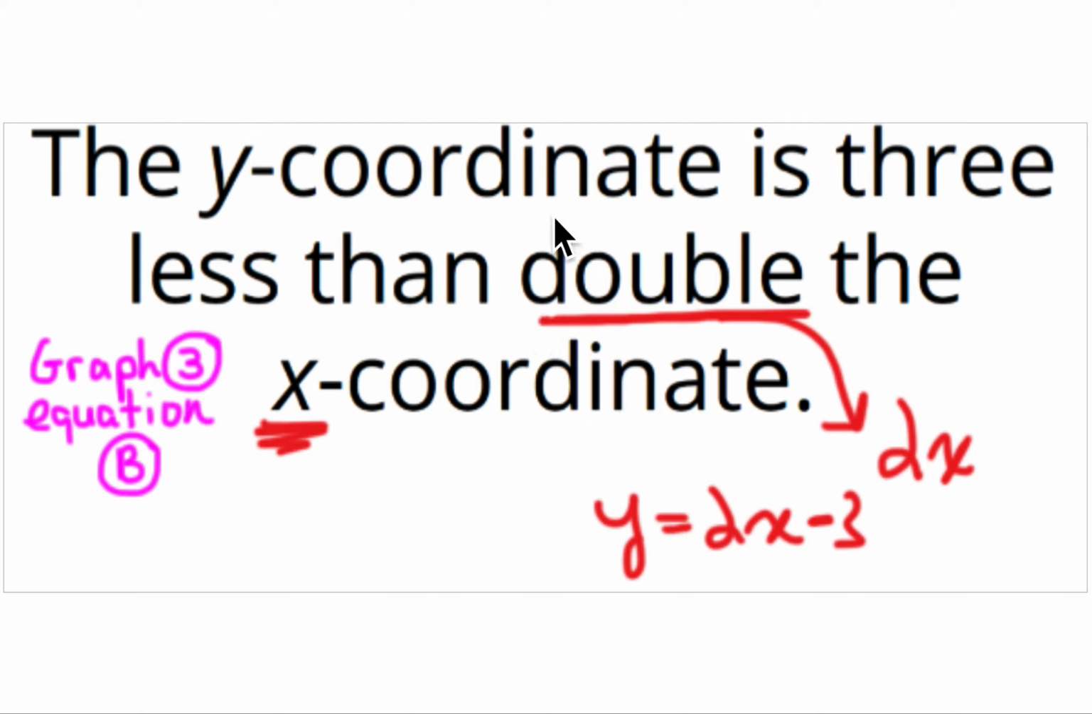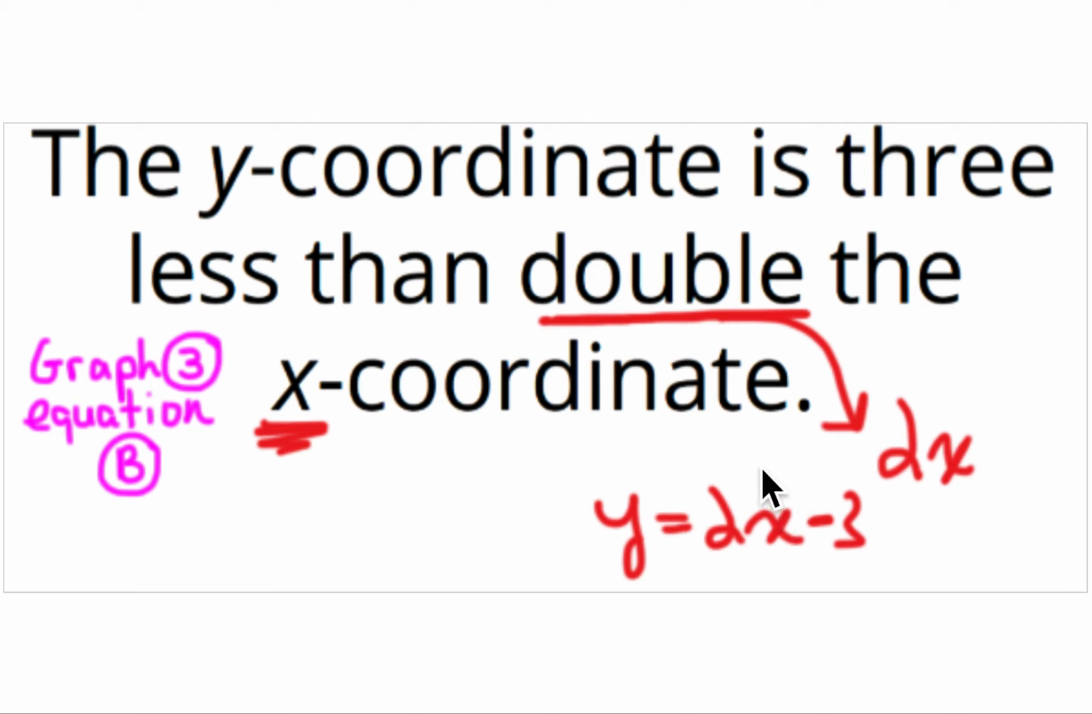So the y-coordinate, so you have an x value and a y value. That y value is called the y-coordinate. That coordinate is 3 less than double the x-coordinate. So write down what double the x-coordinate is. That's 2x, that's 2 times the x-coordinate. And then what does this 3 less mean?